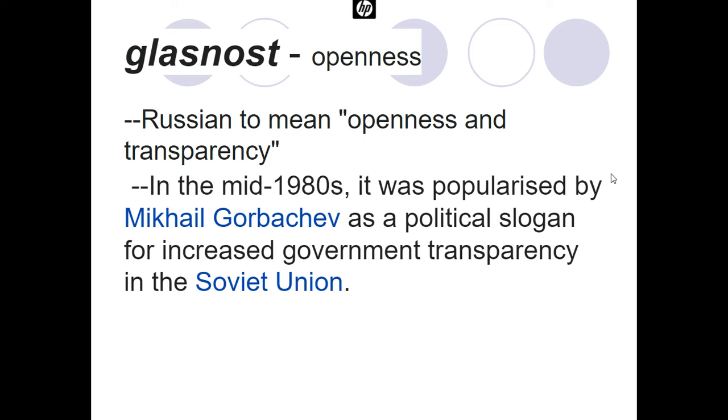One of Gorbachev's policies in Russia was glasnost. It's a policy of openness. And in Russian, it means openness and transparency. And in the 80s, it was Gorbachev's political slogan. And he said there should be increased transparency of the government of the Soviet Union.